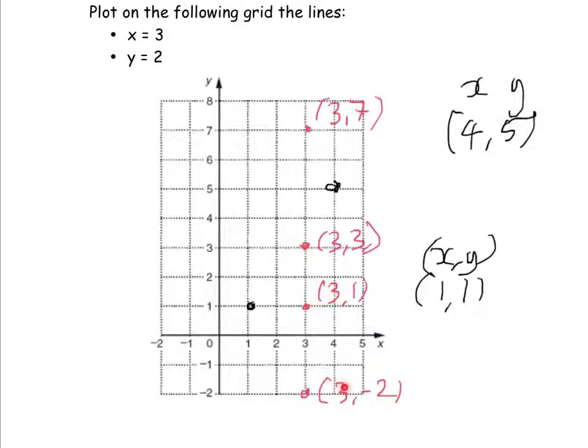And that is what the line x equals 3 looks like. It's a straight line. You'll use a ruler and a pencil in the exam. It's a straight line going through where all the x coordinates are equal to 3.